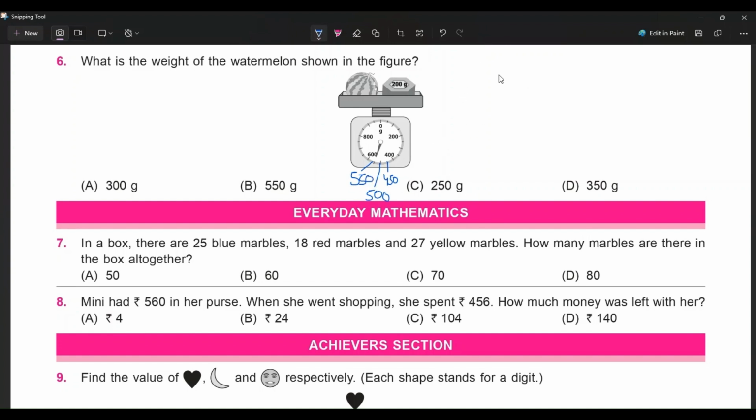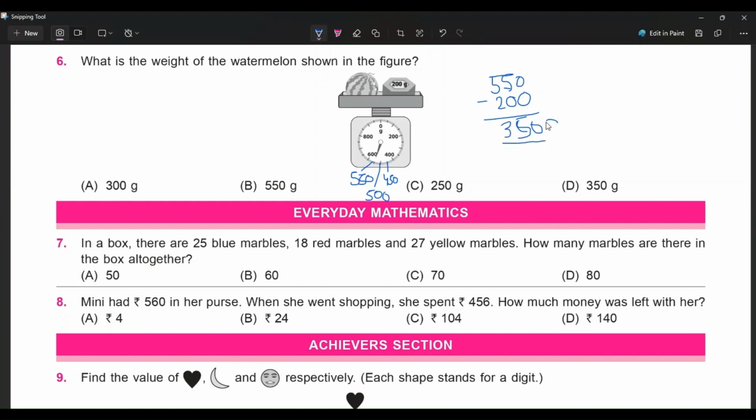So on the display it is showing as 550, but this is not the actual weight of the watermelon because a weighing bar is kept. So we have to subtract that 200 grams. 0 minus 0 is 0. 5 minus 0 is 5. 5 minus 2 is 3. So 350 is the answer.